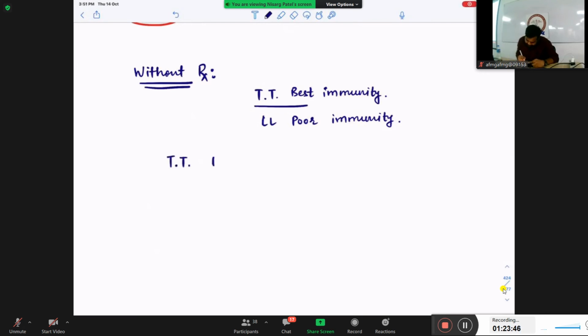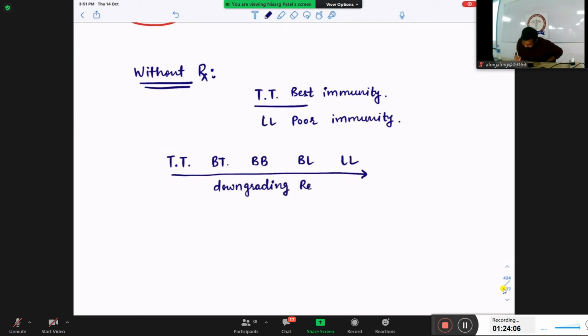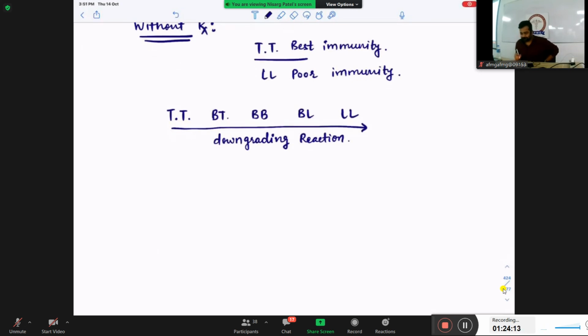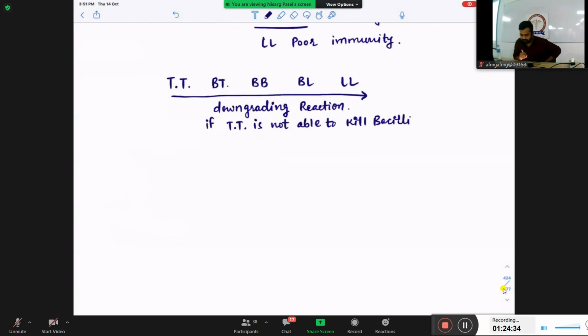So if the patient started from this without a treatment, what will happen? A downgrading reaction will occur, if PT is not able to kill the bacilli.